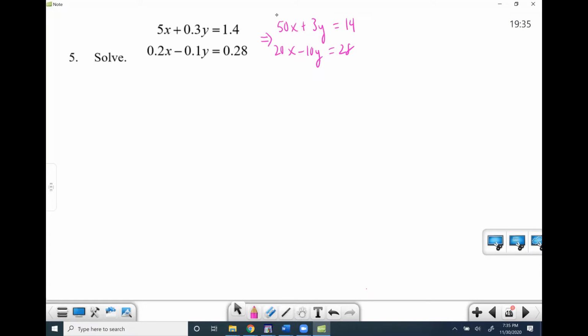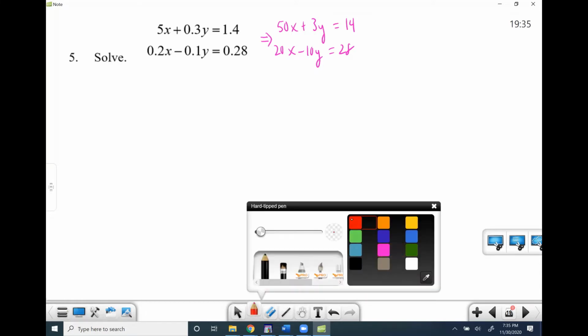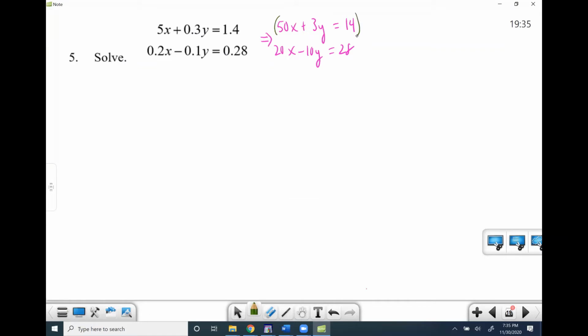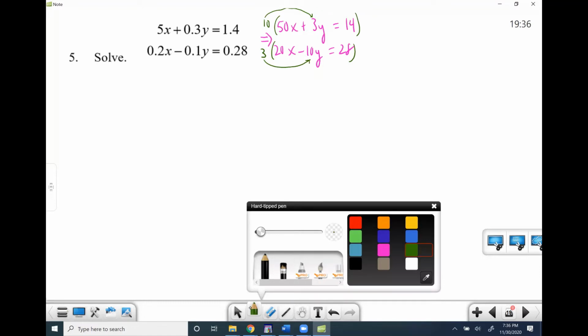Okay. All right, so if we're gonna get rid of the y's, you guys, then we'll need to multiply this one by a 10 because that will create 30. And we'd have to multiply this one by a 3 because that'll create negative 30. Remember, if one's positive 30, then the other one has to be negative 30. So here's what we get.